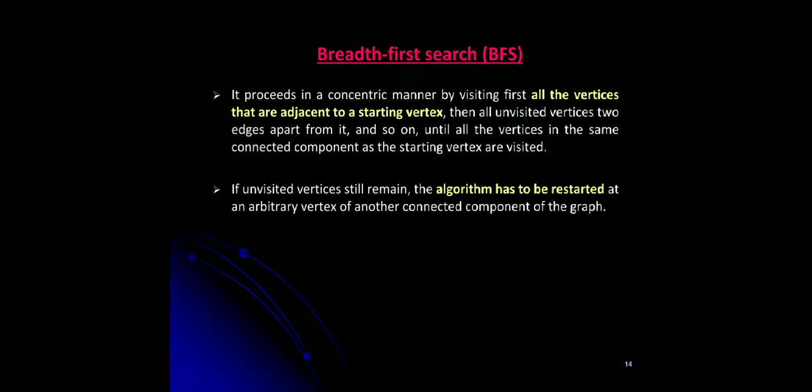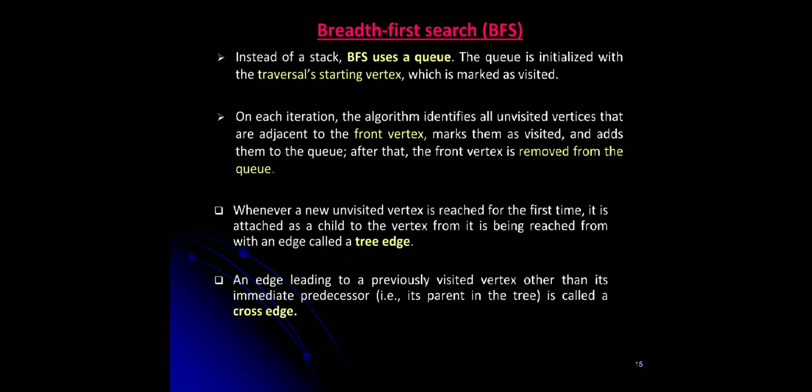If unvisited vertices still remain, then the algorithm has to be restarted at an arbitrary vertex of another connected component of the graph. DFS makes use of stack data structure, whereas BFS makes use of queue. Queue is initialized with the traversal starting vertex, which is marked as visited. On each iteration, the algorithm identifies all unvisited vertices that are adjacent to the front vertex, marks them as visited, and adds them to the queue. After that, the front vertex is removed from the queue.